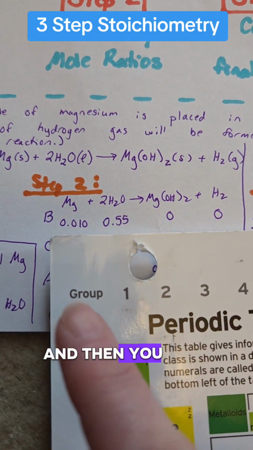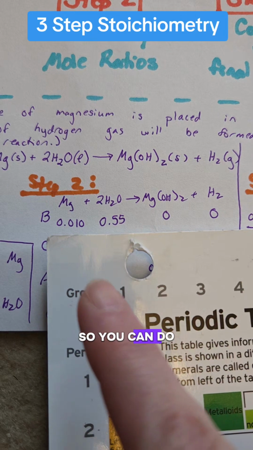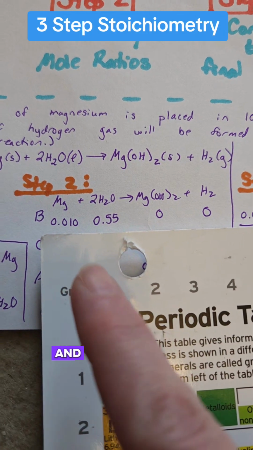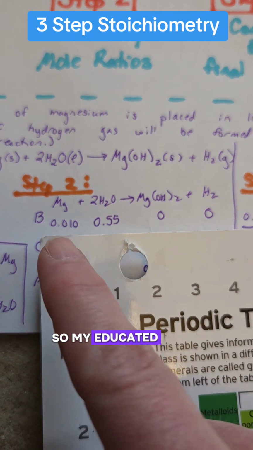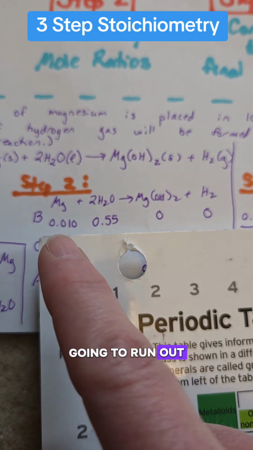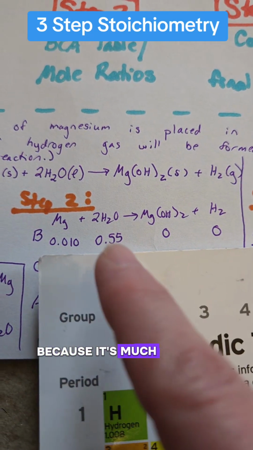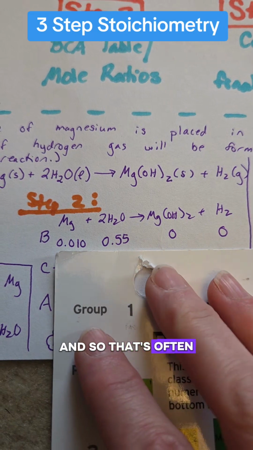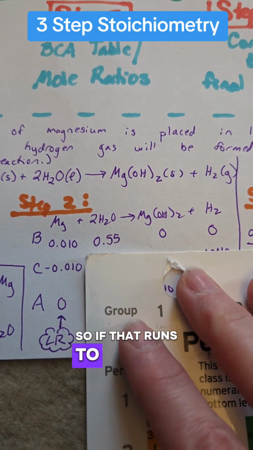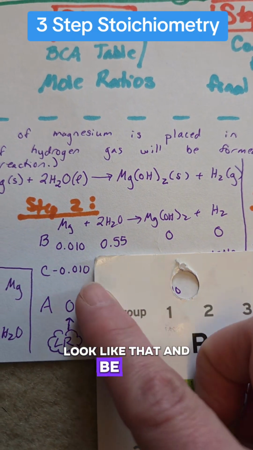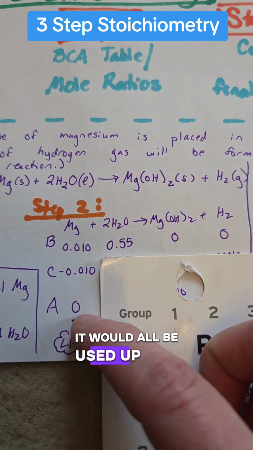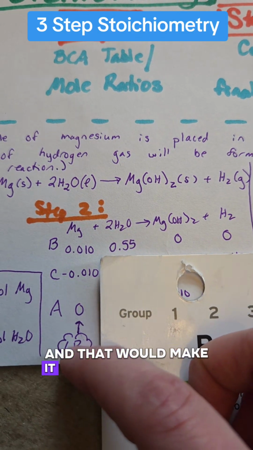And then you need to choose your limiting reactant. You can do what I call a guess and check, and you want to make an educated guess. My educated guess here is that this is going to run out and go to 0 because it's much smaller than this, and that's often a safe bet. So if that runs to 0, it would all be used up, and that would make it the limiting reactant.